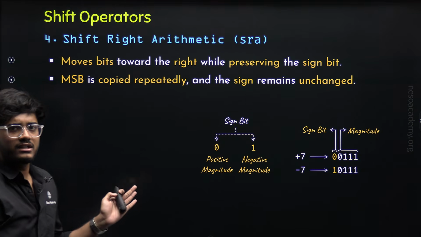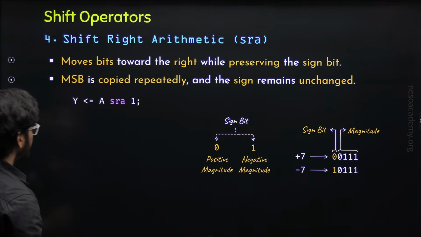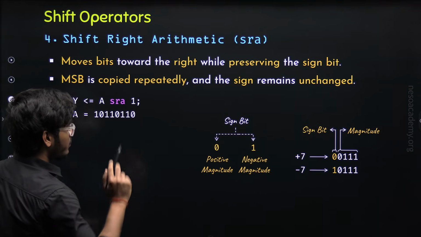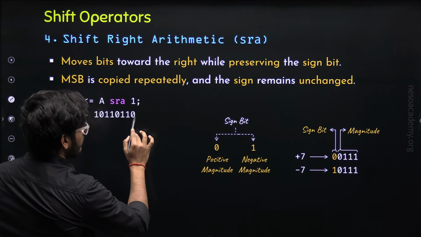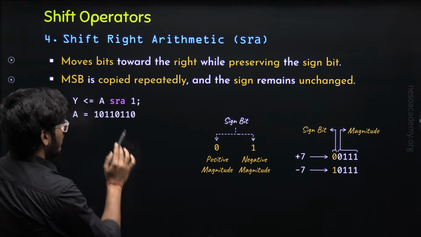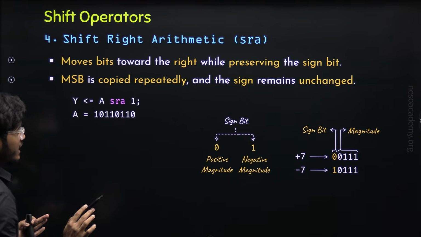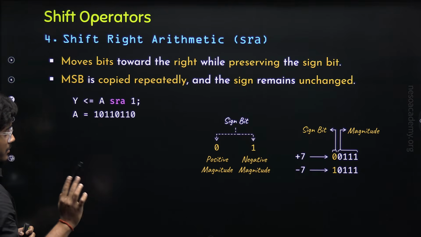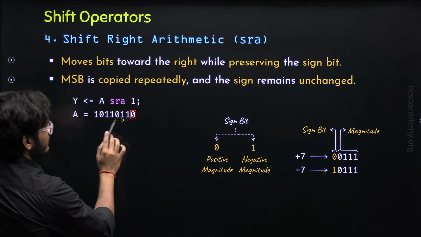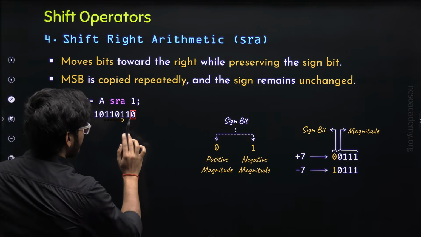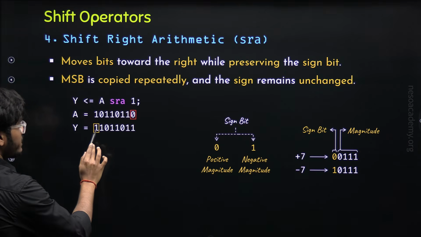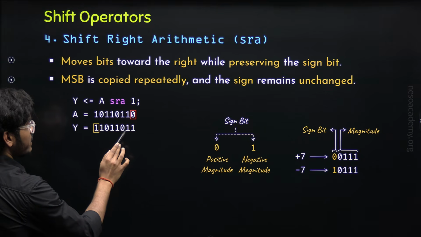Now let's make it more clear with an example. Consider the same signal A. In this case, I will shift the vector to the right by 1 place. Now the rightmost bit, the LSB, will be removed. But here, instead of adding 0 on the leftmost empty position, I will add the MSB value, meaning I will add 1 in the empty position. So, shift the vector to the right, remove the LSB and add 1 on the left side. So, the output will be 1, 1, 0, 1, 1, 0, 1, 1.